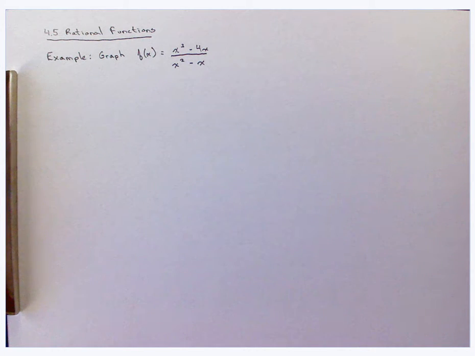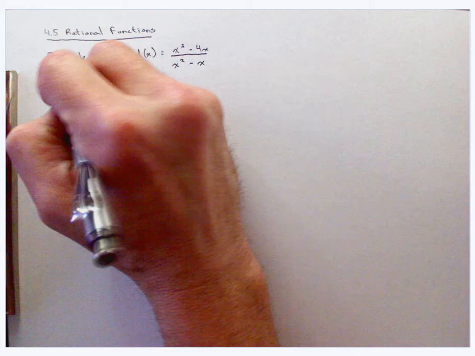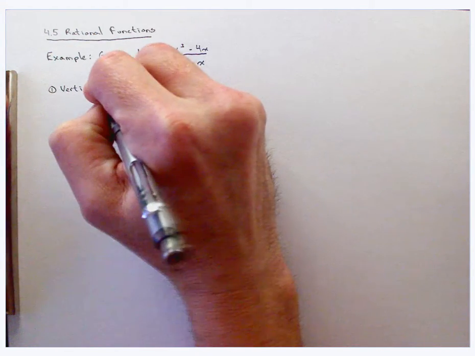Hey, another example for you guys from 4.5 rational functions. Again, whenever you're given this type of problem in my math lab, you'll be selecting from, say, 4 different graphs that you have to pick the correct graph from. So what I'm showing you is how to find the critical information to be able to discern which graph represents the given rational function. So the first thing that I'm going to do is look at my vertical asymptotes.